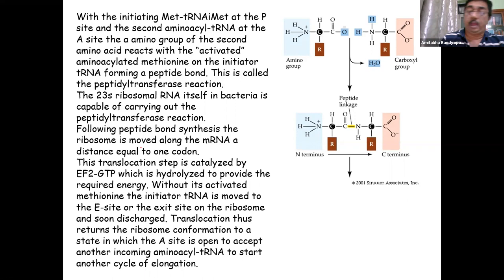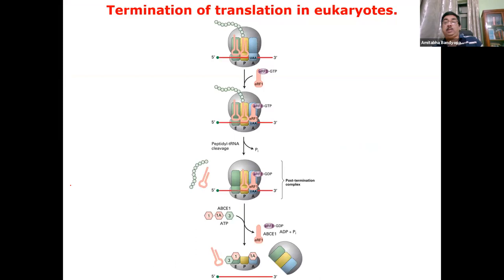this translation elongation factor, GTP bound EF2, there will be a translocation. And the whole system will move by three bases, one codon, to accept the next tRNA at the A site. Okay, so this is how it happens. I think you all know it. I will not waste time there.